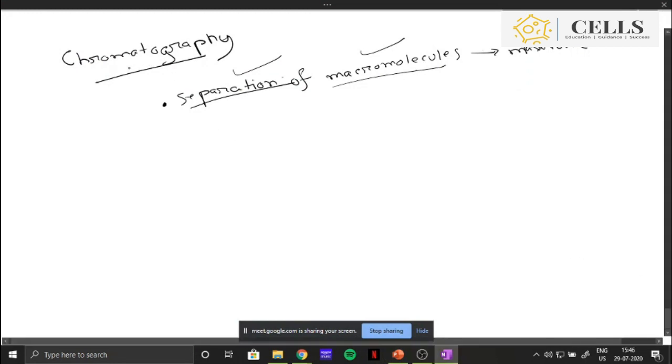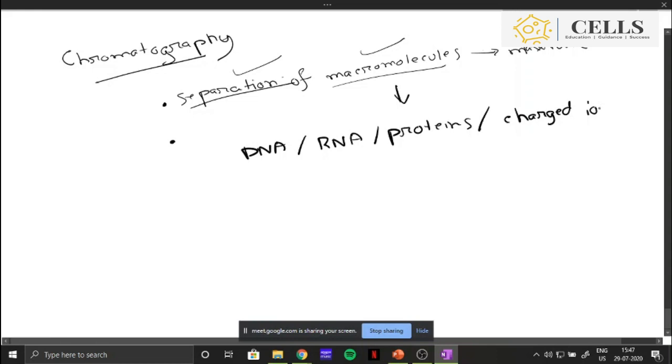So chromatography is separation of macromolecules from a mixture. Now, what macromolecules can you separate? You can separate DNA, RNA, proteins, or charged ions. So today, for example, suppose in protein chromatography.